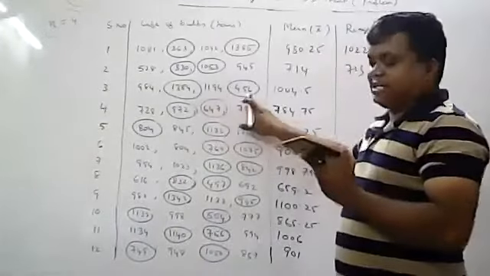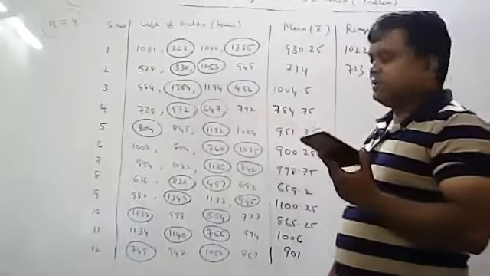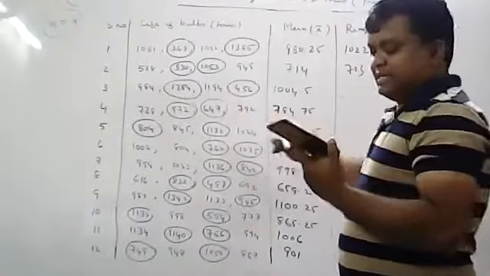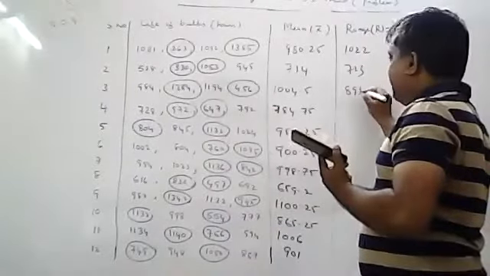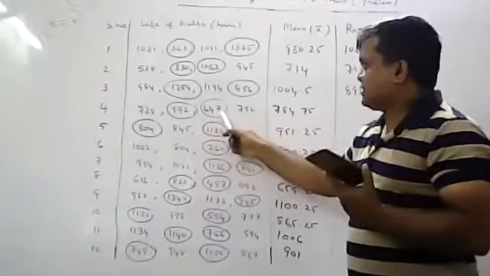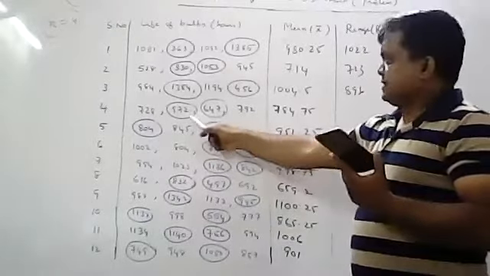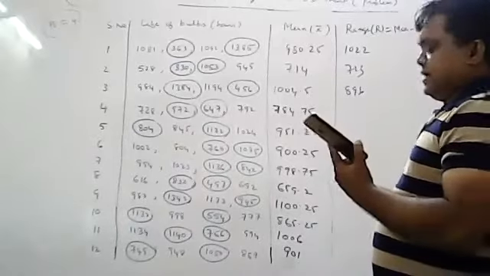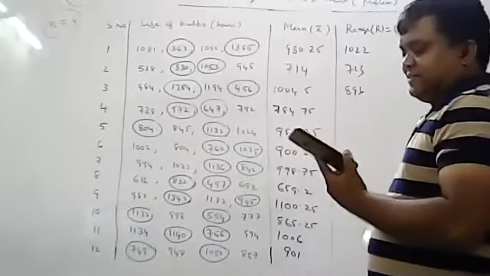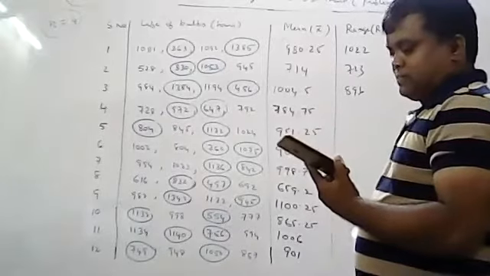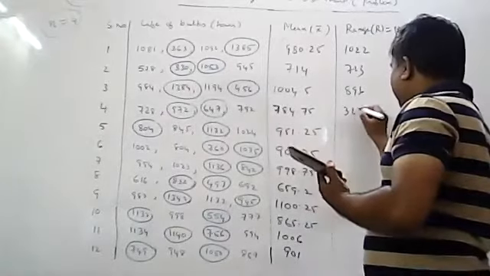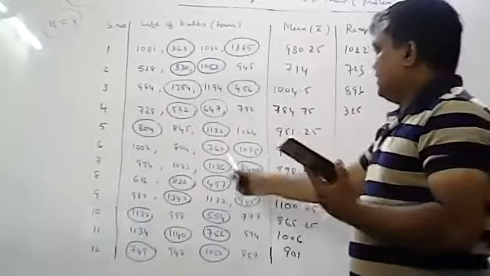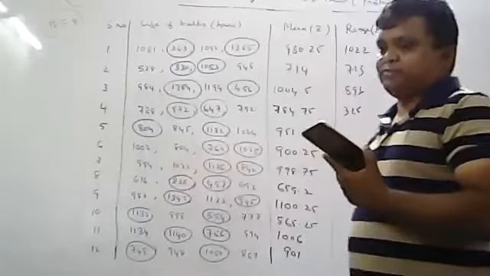Next, 1384 minus 456. Can anyone? 896. Next, 972 minus 647. Anyone? 325, yeah, 325. Next, 1132 minus 804.